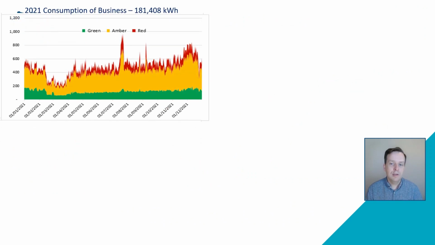So looking at some of the data in terms of the red, amber, green, this is the consumption of the business from the 1st of January. So this is a flat version of the 3D graph that we saw. And again, you can see here in March to April, the COVID dip or COVID lockdown dip.